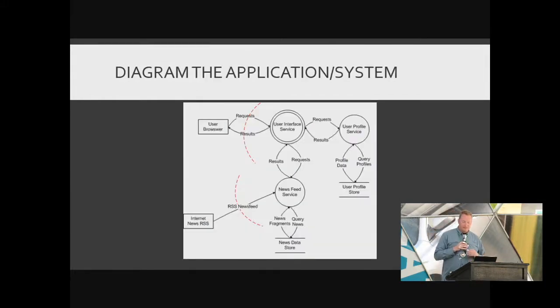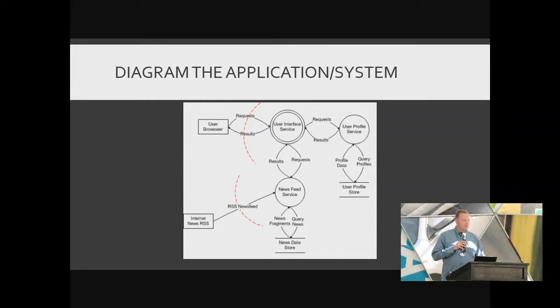A good example of one of the diagrams for a threat model is just one of the canned ones I found online from Microsoft. This one shows a user browser. The user's coming in through a user interface service, goes over to a user profile service that has its own data store. It also incorporates a newsfeed service that also has its own backend data store, but also can push out RSS feeds to the internet.